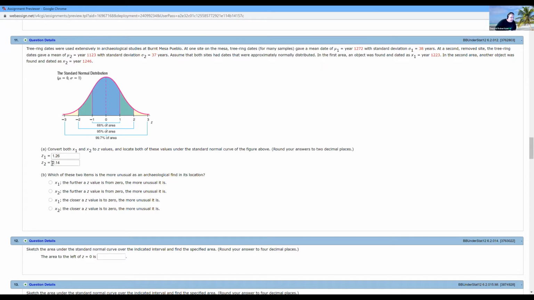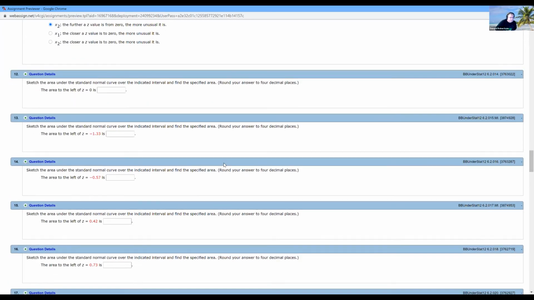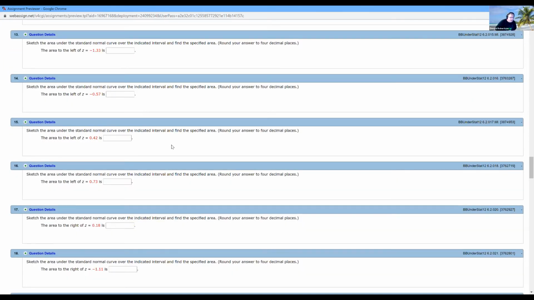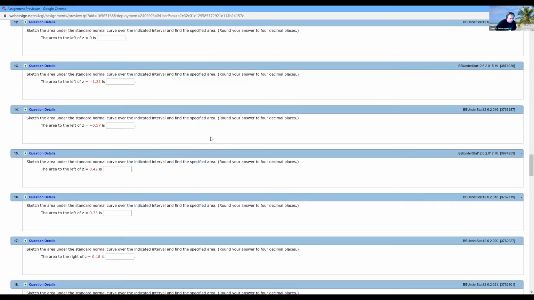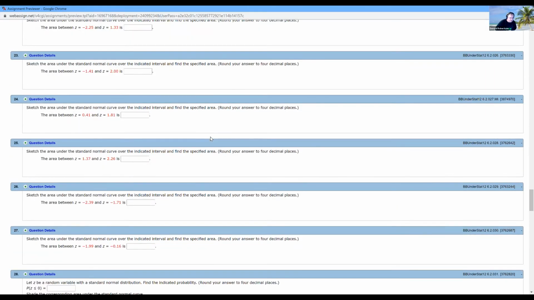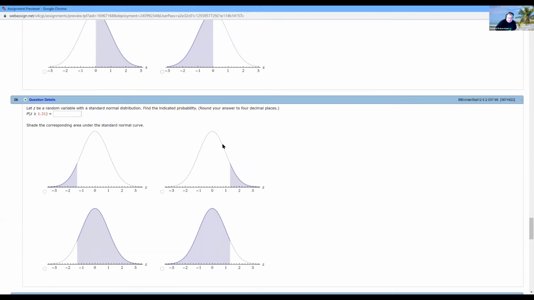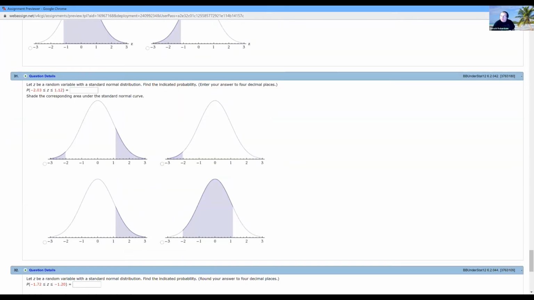Then wouldn't x2 be a much more difficult score to get? So x2 would be a further z value from 0, the more unusual it is, right? Big z-scores mean it's hard to get, right? Now it's asking you here to do some sketches and then get your answer. So I guess I should look at those fellas. And there's a whole bunch of them, but they're basically the same questions in different forms.